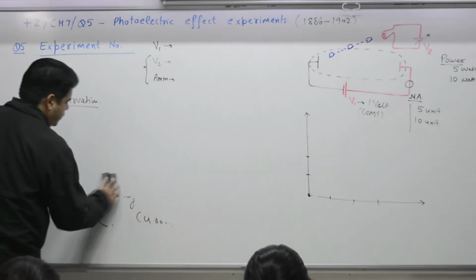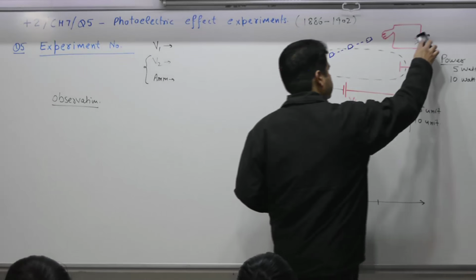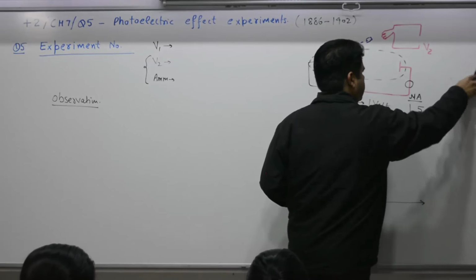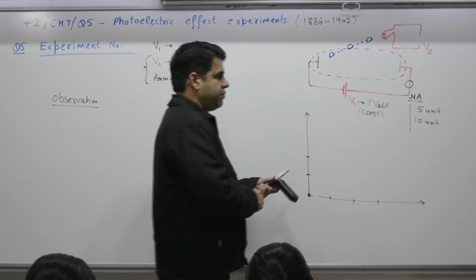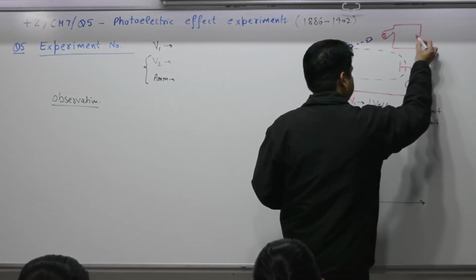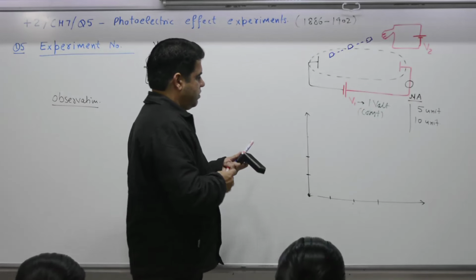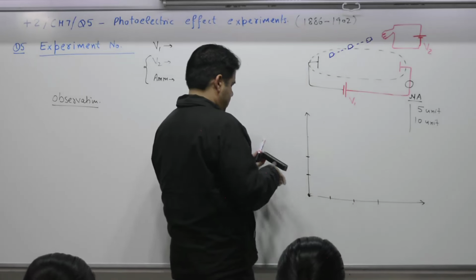Experiment number 2 deals with what? Yes, V2 is constant. For a particular graph, we'll keep this voltage V2 constant. What about V1? V1 is variable.